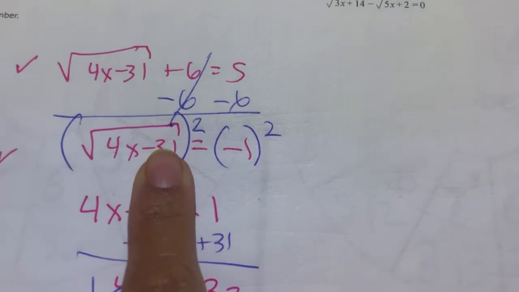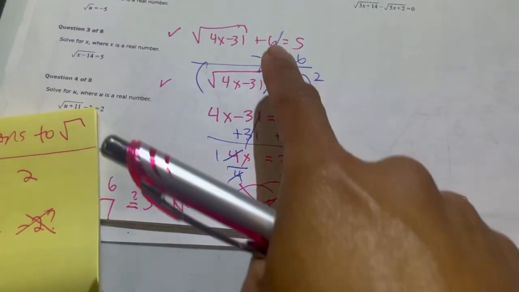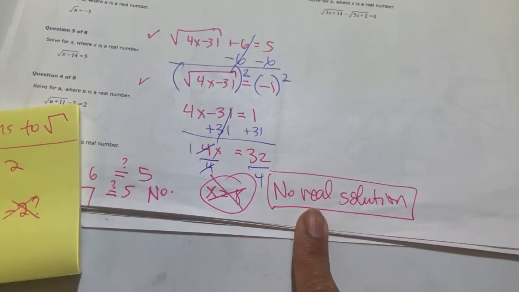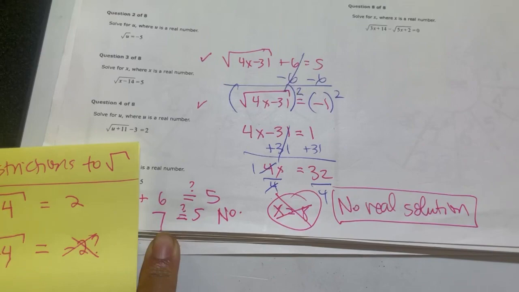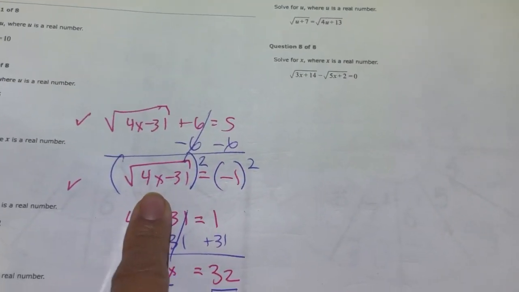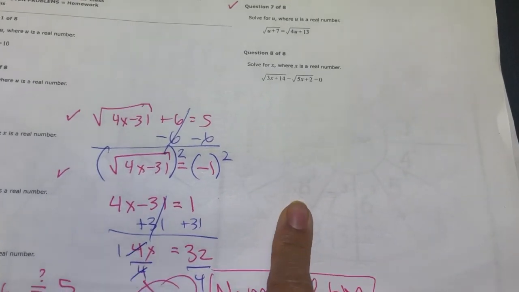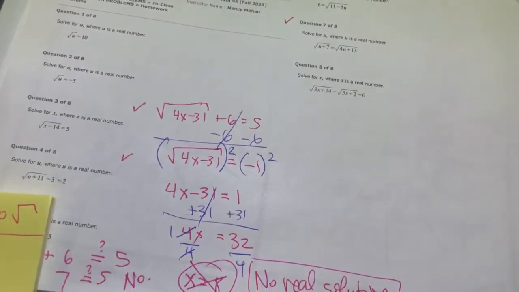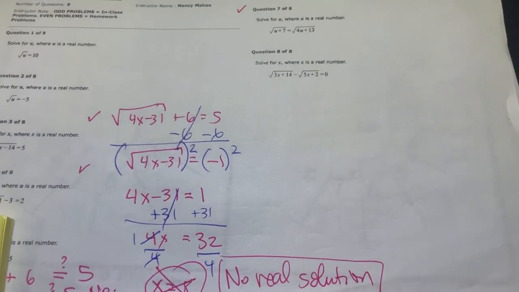If I got to this point, I would have stopped, but I wanted to keep going so you guys could at least see the steps and see that even if you didn't notice that, when you plug it back in, it doesn't work. But right away, whenever a square root equals a negative number, you can automatically assume there's no real solution, because a square root will never equal a negative number unless there are imaginary numbers involved.